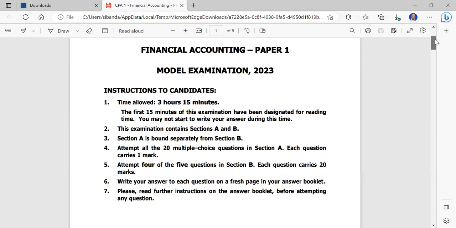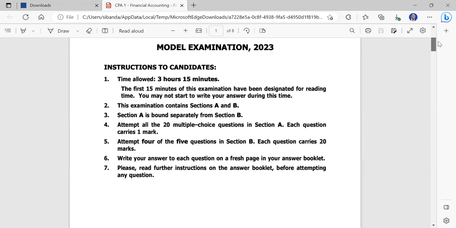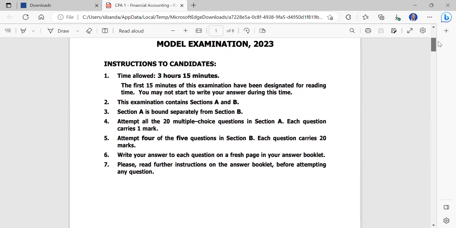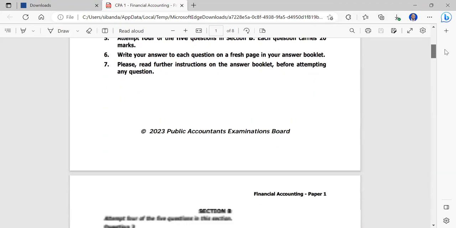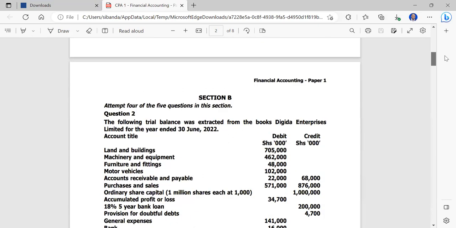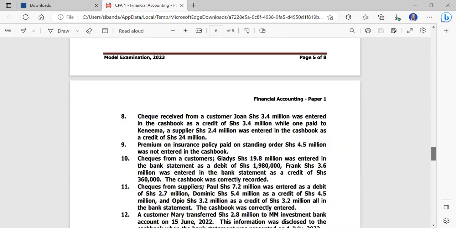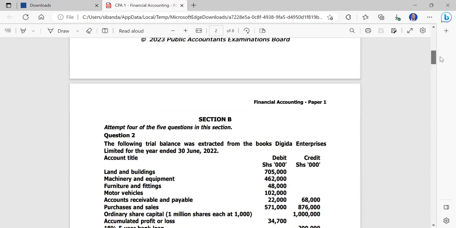Section A contains objectives, which are multiple choice questions. Section B has 5 questions and you have to select 4. You write every answer on a new fresh page of your answer booklet. And again, they're telling you, please read other instructions that are usually on the booklet. So this is still starting from question one, from question two, which is the structured question.